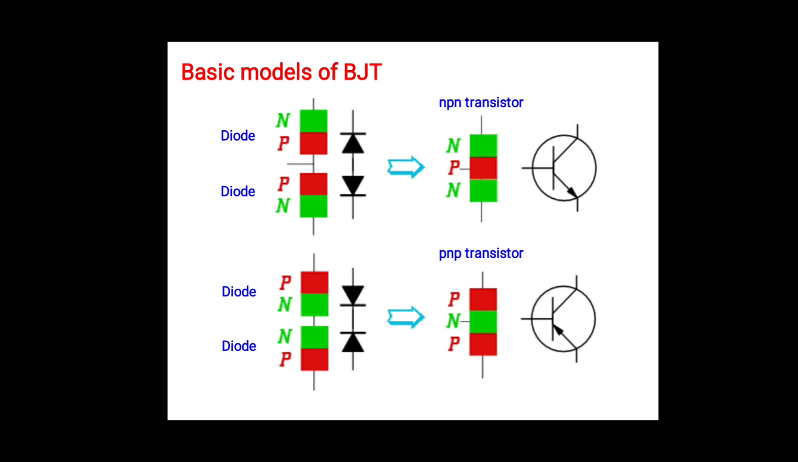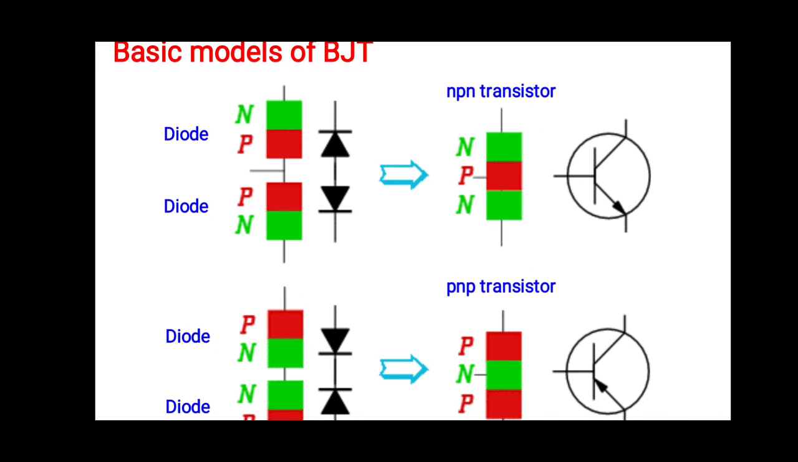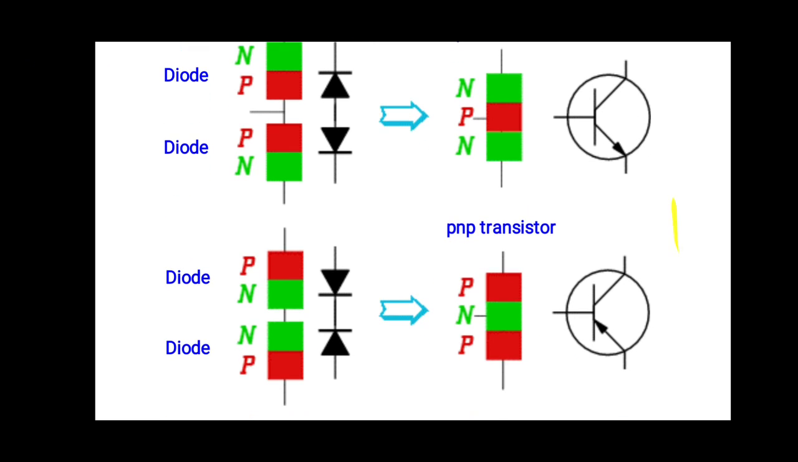So both the symbols look similar, but there is some identification mark to tell the PNP and NPN transistors apart. See, this is the arrow mark which is present on the emitter terminal. If this arrow mark points in the outward direction, as in this figure, it is called an NPN transistor. This is the symbol of the NPN transistor.